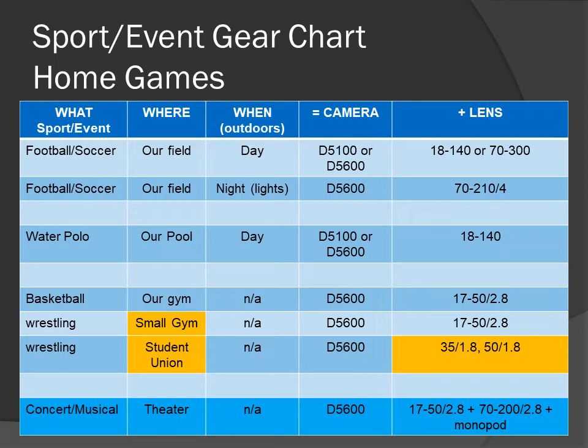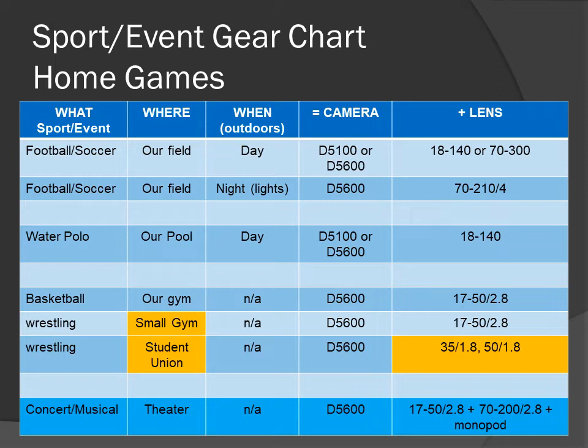Next line down. Now we have to shoot a night game. Instead of the two cameras, the 5100 and 5600, now it's only the D5600. That is a better night camera than the D5100. As for lens, you're looking at a 70 to 210 f4. It's a faster lens than either the 18 to 140 or 70 to 300. So that's your night lens.